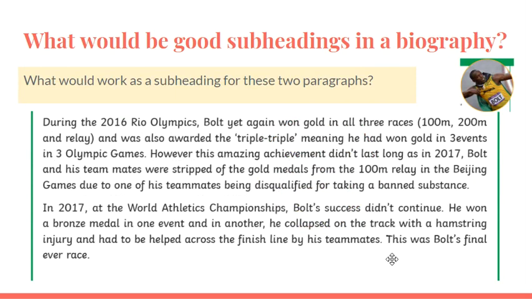During the 2016 Rio Olympics, Bolt yet again won gold in all three races, 100 metres, 200 metres and relay, and was also awarded the triple-triple, meaning he'd won gold in three events in three Olympic Games. However, this amazing achievement didn't last long, as in 2017, Bolt and his teammates were stripped of the gold medals from the 100-metre relay in the Beijing Games due to one of his teammates being disqualified for taking a banned substance. In 2017, at the World Athletics Championships, Bolt's success didn't continue. He won a bronze medal in one event, and in another he collapsed on the track with a hamstring injury and had to be helped across the finish line by his teammates. This was Bolt's final ever race.